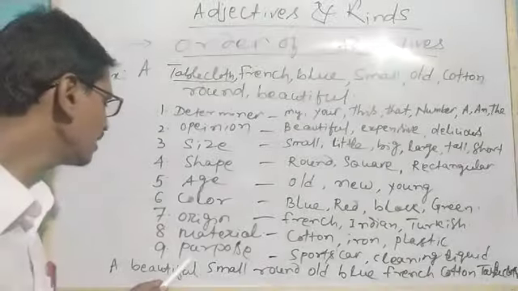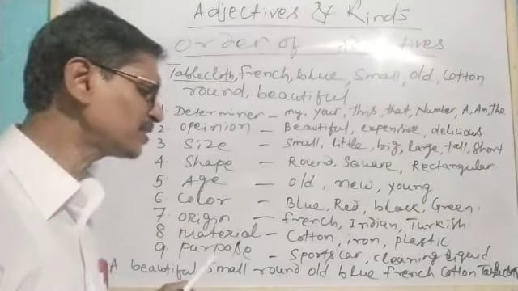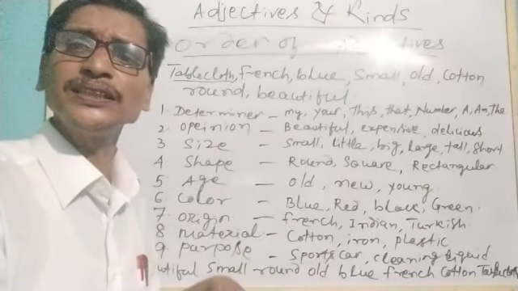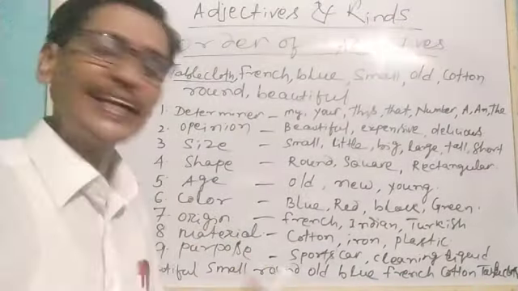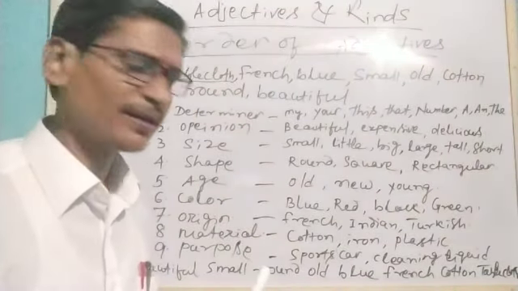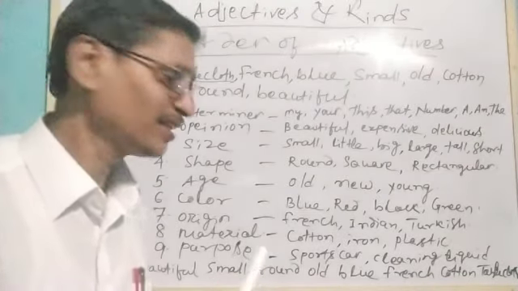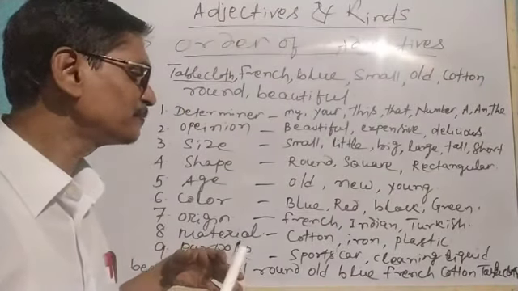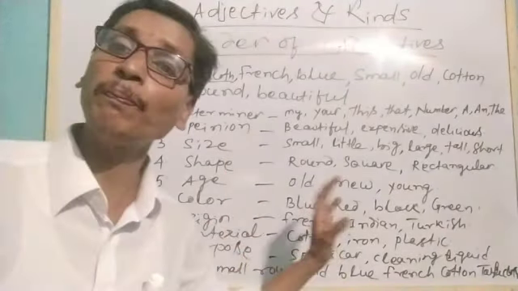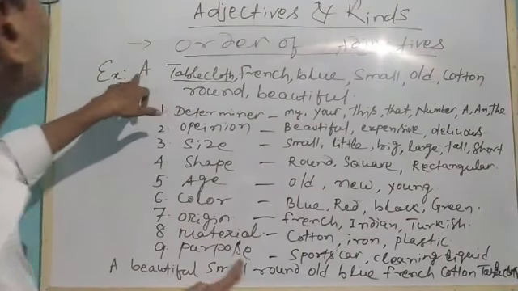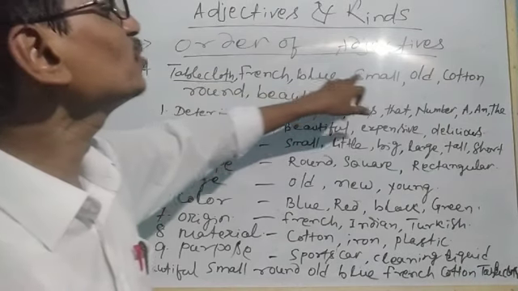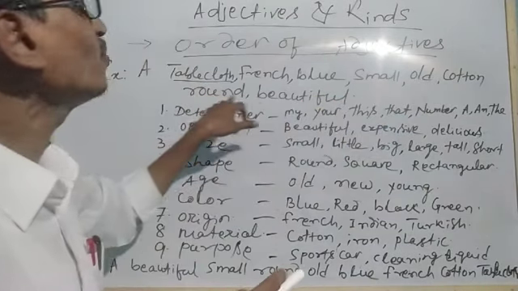Then comes the purpose. Purpose means what it is used for, like a sports car, a cleaning liquid or hand wash, hand sanitizer. So to make this order, a tablecloth, friends, blue, small, old, cotton, round and beautiful.